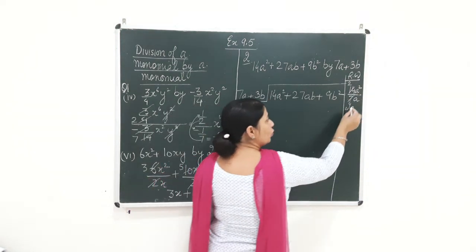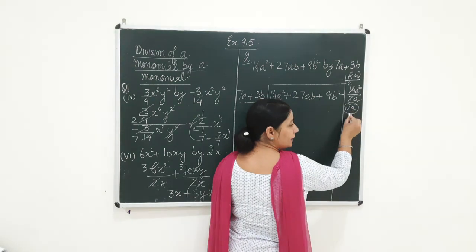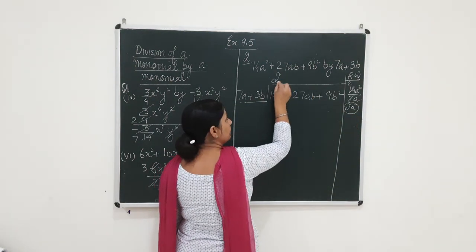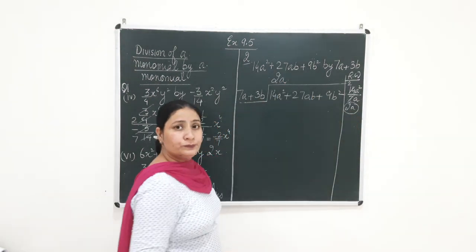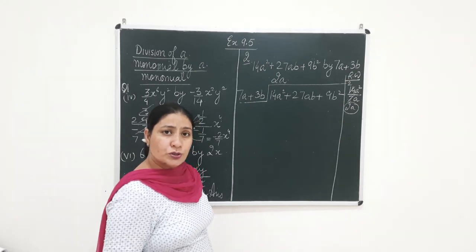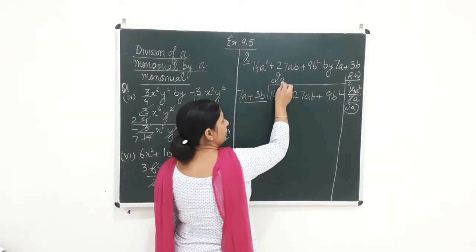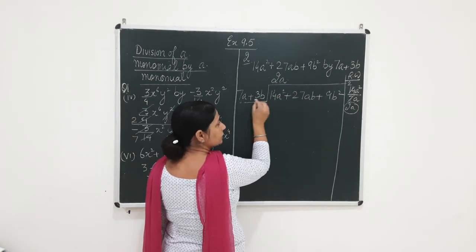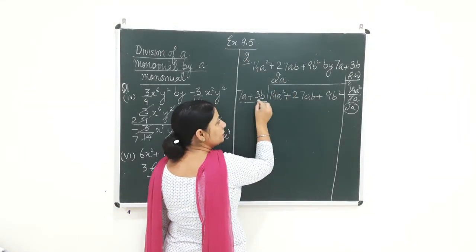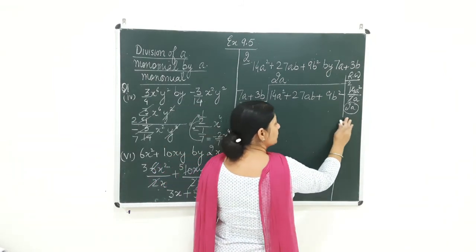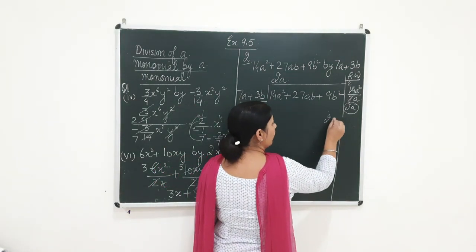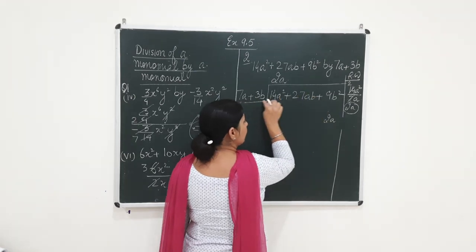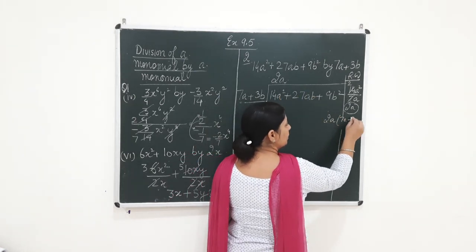Now beta, this 2a that you are getting, you will write it here in place of quotient. After writing it here, you have to multiply this 2a with both the terms. So see, you have to multiply it with both. How are you going to do it? See, I have got 2a, okay? I am multiplying it with 7a plus 3b.